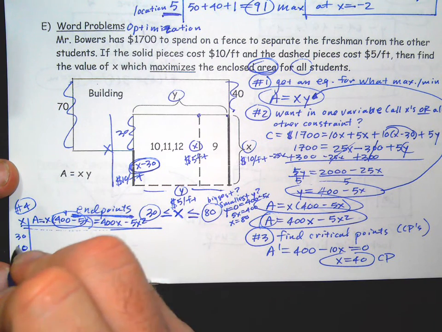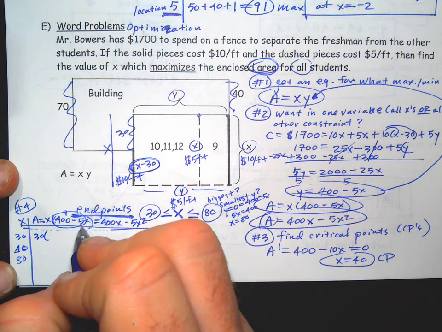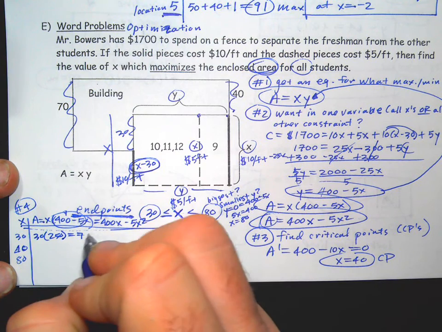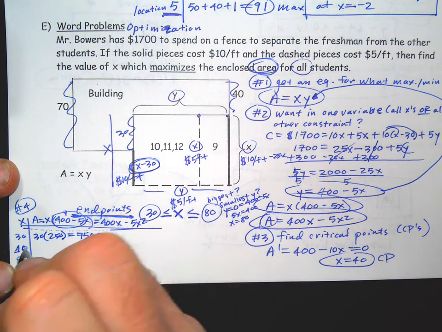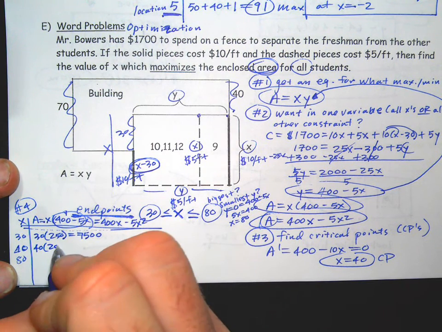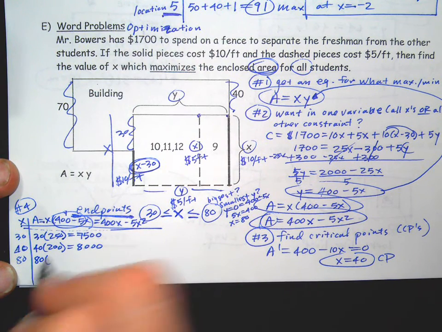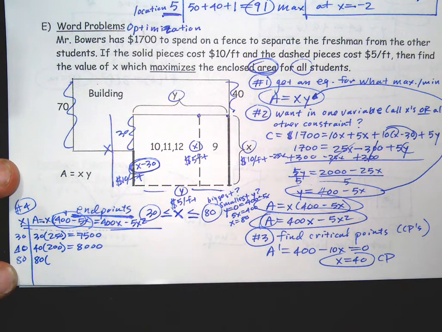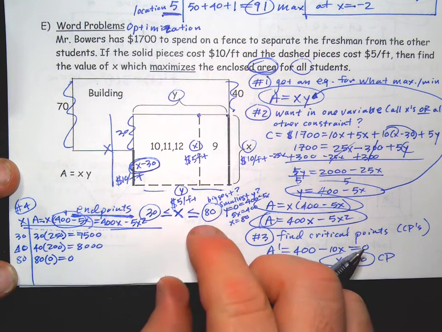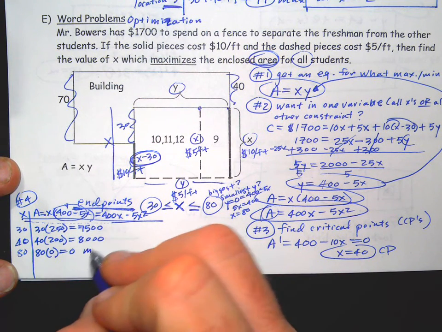We should go in order. If I plug 30 in here, it's going to be 30 times 400 minus 5 times 30, which is 150. That's 250. So that's going to be 3 times 25 is 75. Add 2 zeros. If I do 40, 5 times 40 is 200. So it's going to be 200. It's going to be 8,000. If I do 80, remember that silly thing where all the fences are right next to each other? 400 minus 400 is 0. So no surprise, the enclosed area is 0, which makes sense. But you still got to show this work to justify your answer. This is the min. This is the max.